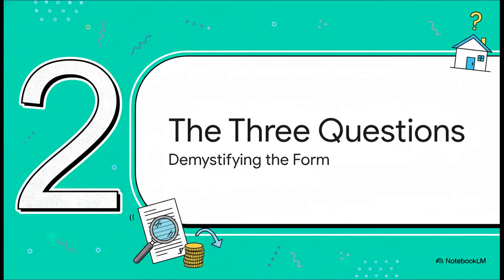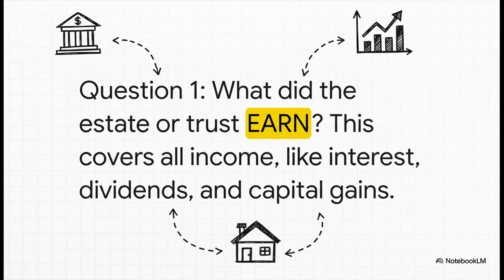All right, let's dive into the form itself. Now, instead of getting lost in all the little lines and boxes, we can pretty much understand the whole thing by breaking it down into just 3 simple questions. The first question is pretty straightforward. Just like with your personal taxes, the form starts by asking about all the income. We're talking about interest from bank accounts, dividends from any stocks, and any capital gains if you had to sell assets like a house or some stock for a profit.